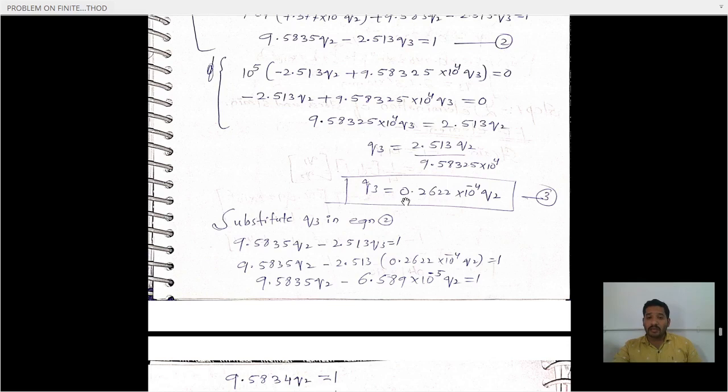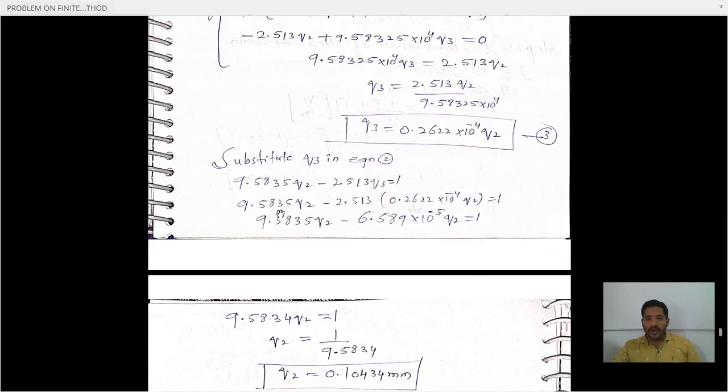After getting equation number 3, we need to substitute in equation number 2, then we will get the value of Q2. Let us see, 9.5835 Q2 minus 2.513 Q3 equal to 1. Then 9.5835 Q2 minus 2.513, and this Q3 value is 0.2622 into 10 power of minus 4 Q2, equal to 1. After that, if you multiply this term, then you will get the answer of 6.589 into 10 power of minus 5 Q2 equal to 1.